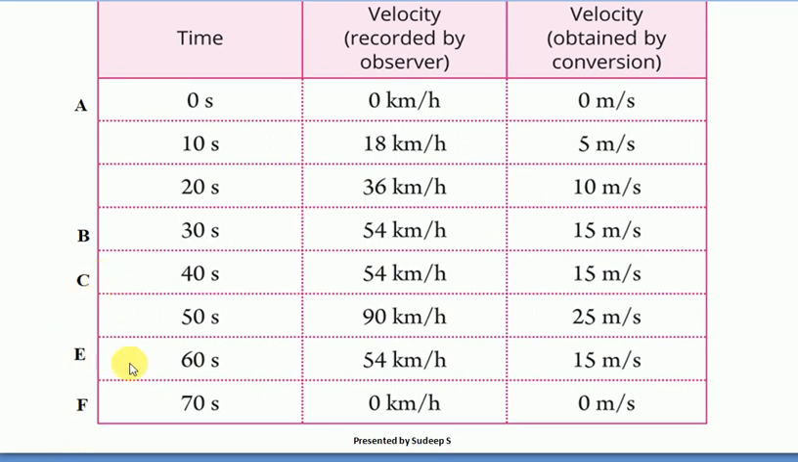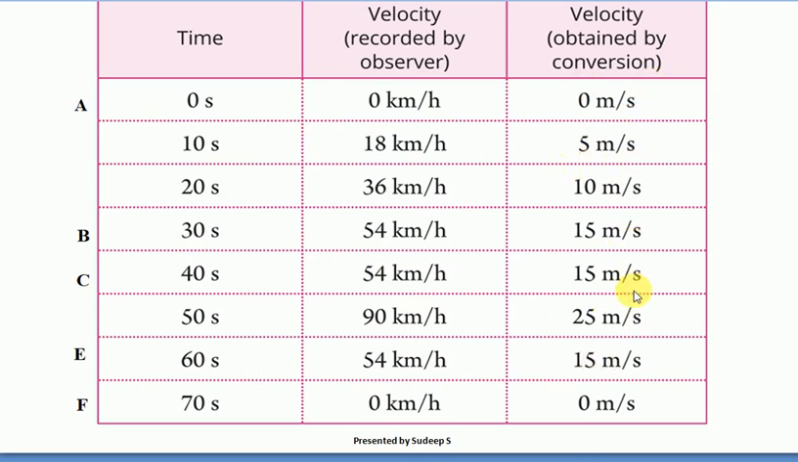For C to F, the object's initial velocity was 15 meter per second, and final is 0 meter per second. So from C to F, if you observe, the time interval is equal, that is from 40 to 50, 50 to 60, and 60 to 70. So every 10 seconds, the observer recorded the velocity in meter per second.